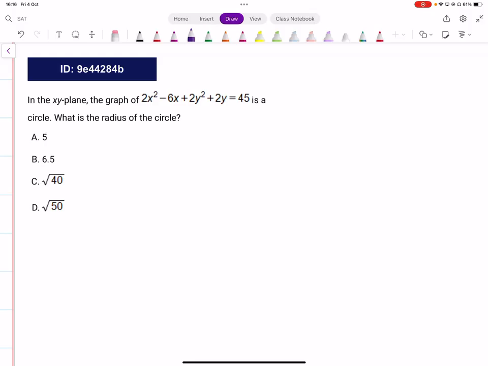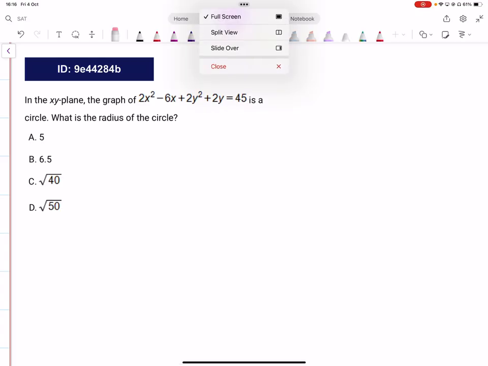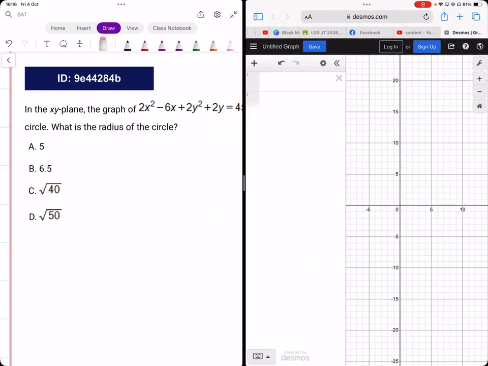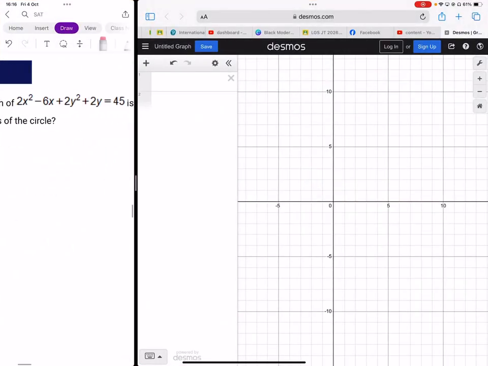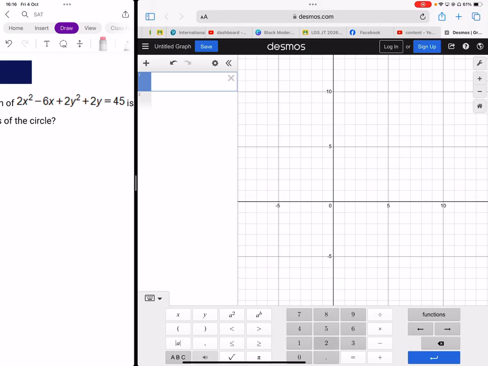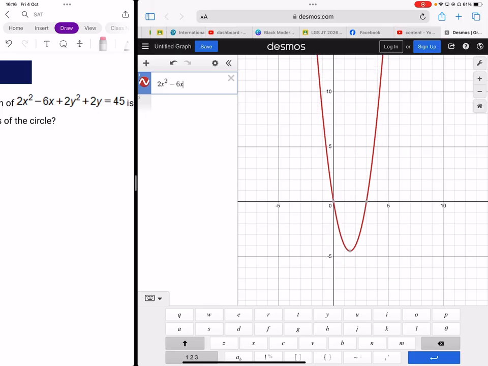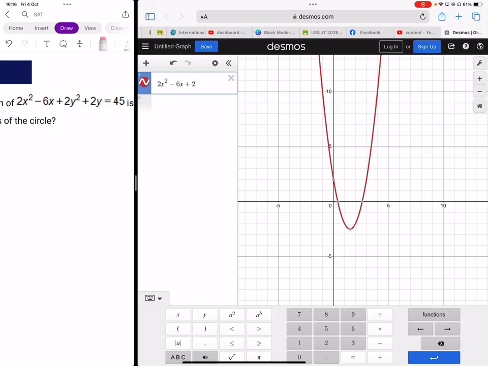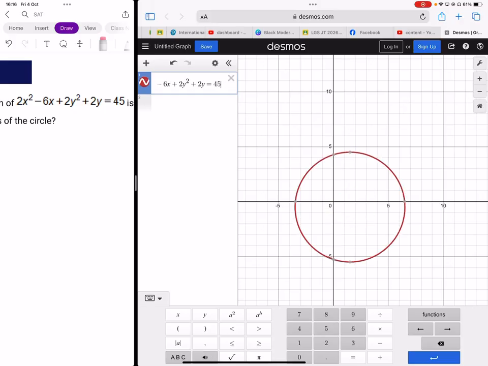If you don't want to complete the square for this, it might be a bit complicated, especially in this case, because you have a coefficient of x square here, a coefficient of y square. Completing square might be slightly tricky. Okay. So what you do in this case is put this on Desmos. Okay. So what's the equation? 2x squared minus 6x plus 2y squared plus 2y equals 45. And that's your circle.